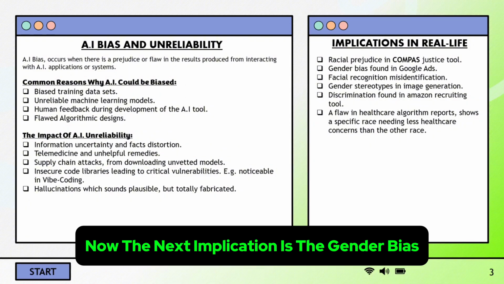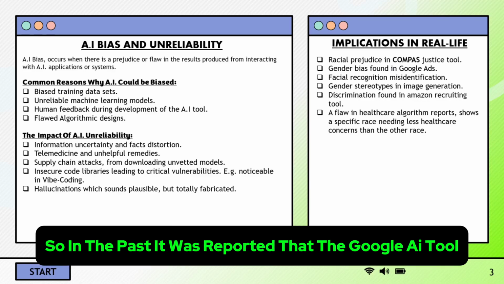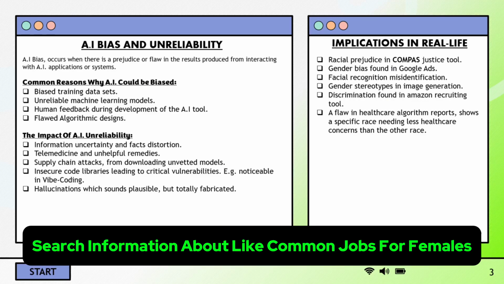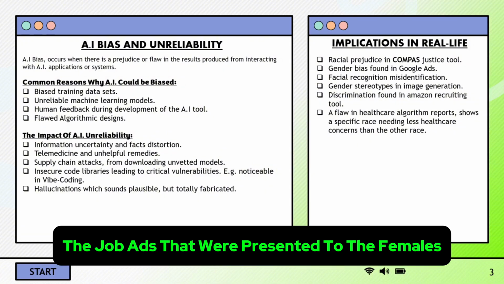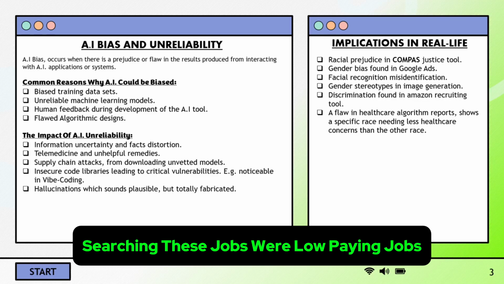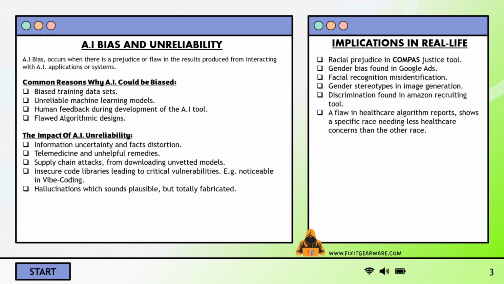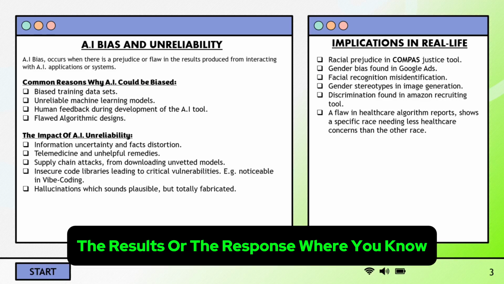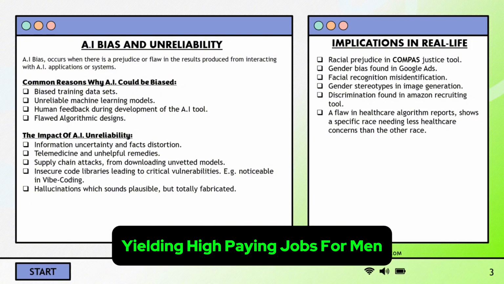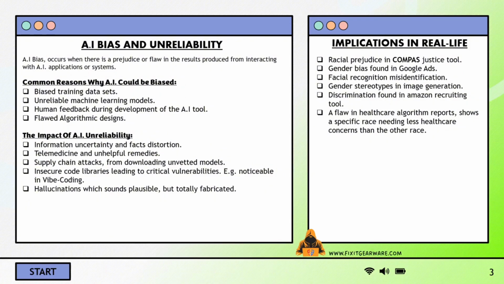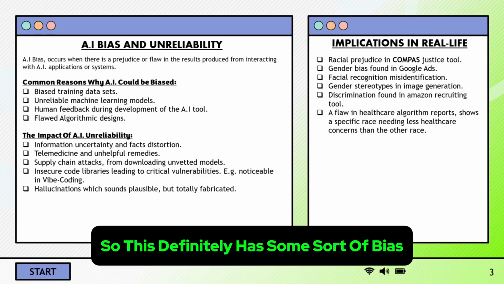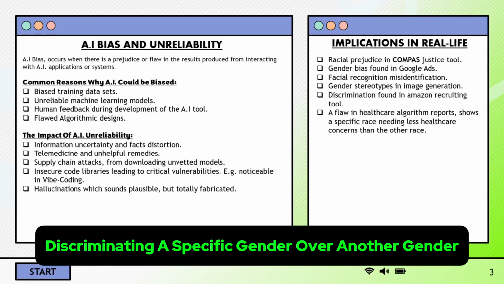Now, the next implication is the gender bias found in Google Ads. In the past, it was reported that the Google AI tool, when used to search for information about common jobs for females, presented job ads that were low-paying jobs. Whereas when you typed on Google search common jobs for men, the response yielded high-paying jobs for men, which is the opposite of what is presented to the females. So this definitely has some sort of bias, discriminating against a specific gender over another gender.